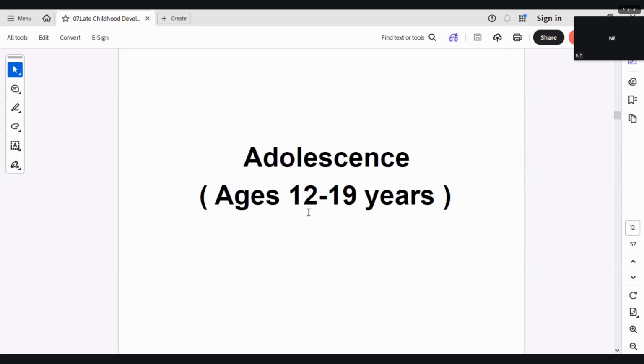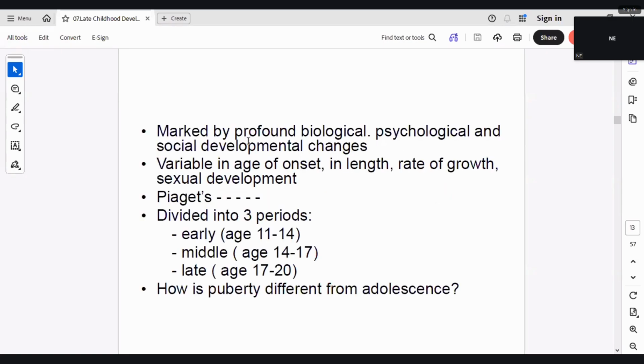Adolescence, from age 12 to 19. And so again, it's finishing school and entering university for many, or joining the workforce for some. So this is marked by profound biological, psychological, social, developmental changes. It's variable in the age of onset, length, and rate of growth and sexual development. So it's Piaget's formal operations, and it's divided into three: early, middle, and late. And so puberty is different from adolescence, because puberty is physiological, whereas adolescence is more psychological.